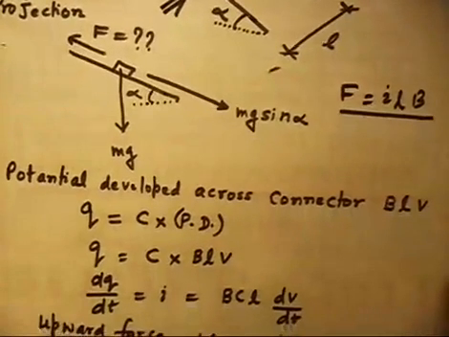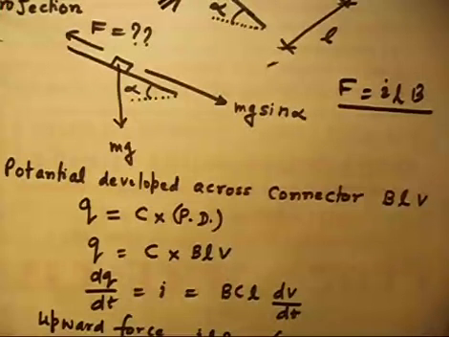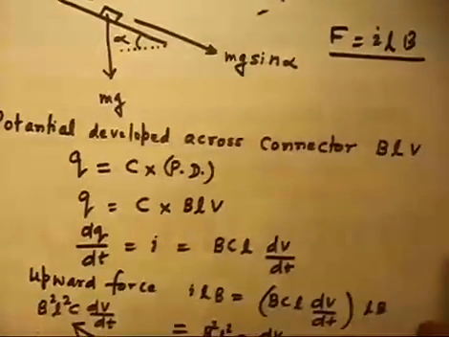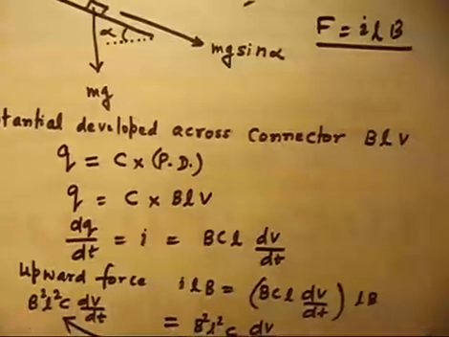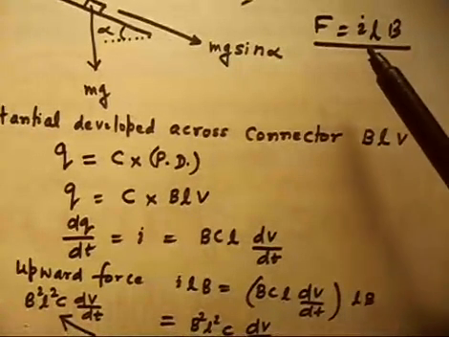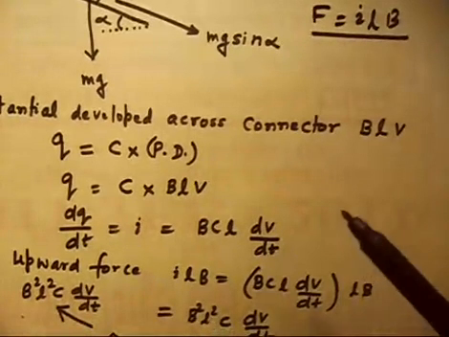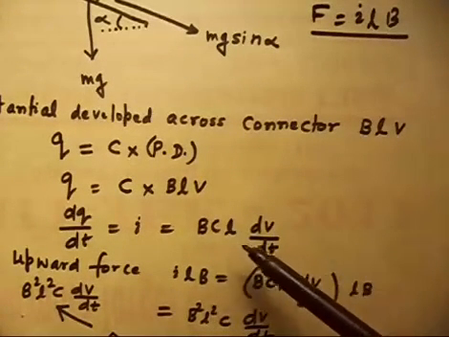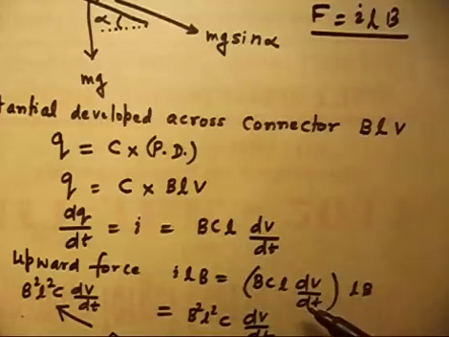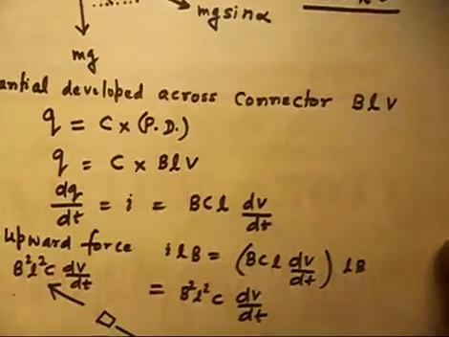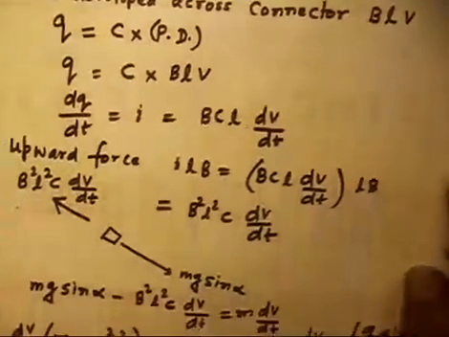Now I can differentiate this Q. So dQ by dt is equal to I. BCL is a constant, but velocity is changing. So we will have BLC dv by dt. Now, for the upward force I will have I delta L cross B. I have already said, that is ILB, that is the force. So I is what we have calculated from here, that is BCL dv by dt. So BCL dv by dt is I, into L into B. So this is the upward force. Now let us plot this upward force.